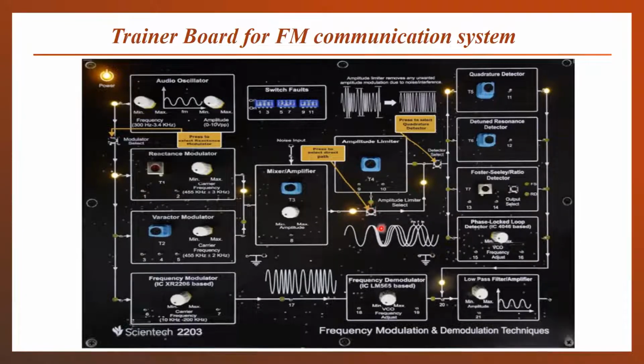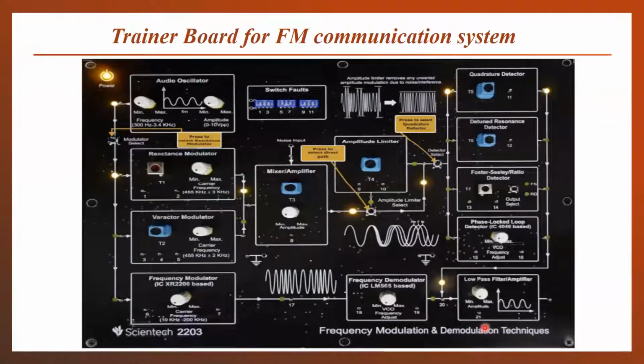Here again a switch is present, which is used to decide whether the signal will go directly or through the amplitude limiter. We have provided a direct path to our signal. We are not making use of the amplitude limiter. If the LED glows, this shows that the amplitude limiter block is selected, and through this path our frequency modulated signal is transmitted, and then it is given to the various detectors.